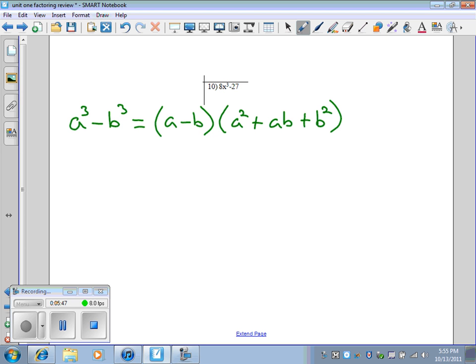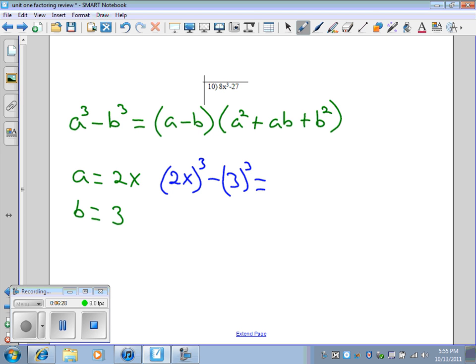Now, what is a? Well, if I take the cube root of 8x cubed, or think of a number to the third power that will give me 8x cubed, a will be 2x. And for b, I'm looking for a number that, taken to the third power, will give me 27. So 3 to the third power gives me 27. So this can be written as 2x cubed minus 3 cubed.